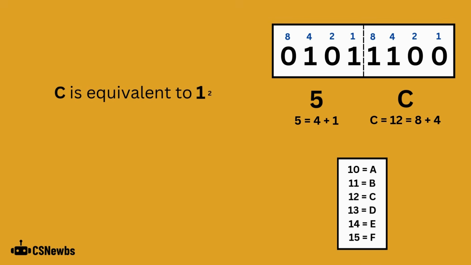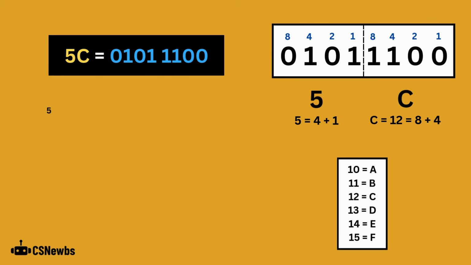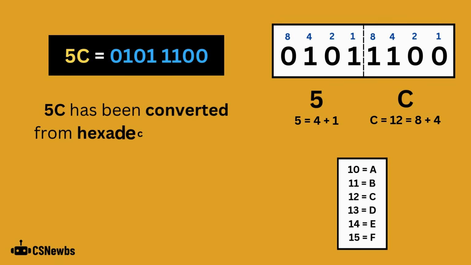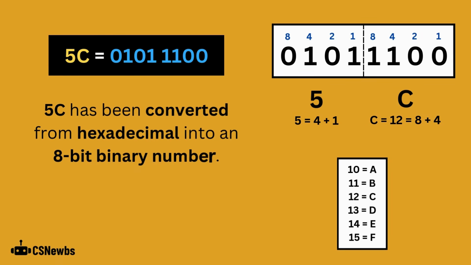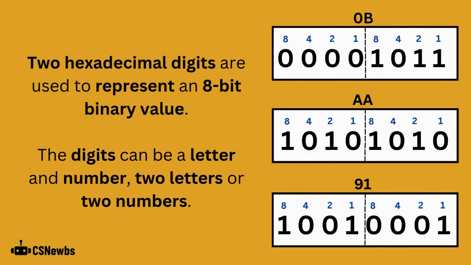C is equivalent to 12. 12 is made by adding 8 and 4. Write a 1 below those place values and a 0 below any of the other place values which have not been used. The final conversion of 5C into binary is 01011100. 2 hexadecimal digits are used to represent an 8-bit binary value. Be aware that this can be a number and a letter and a number, or 2 letters or 2 numbers, like the examples here.